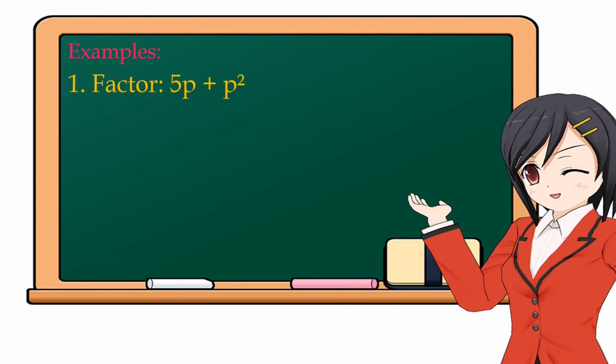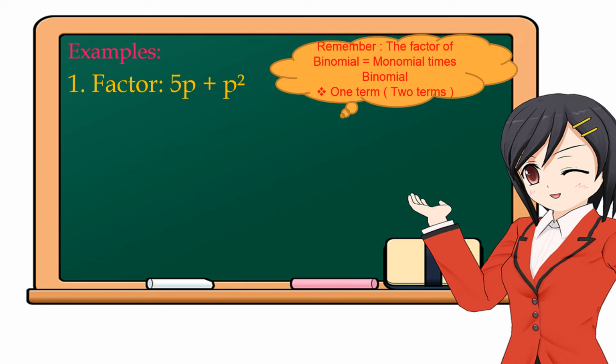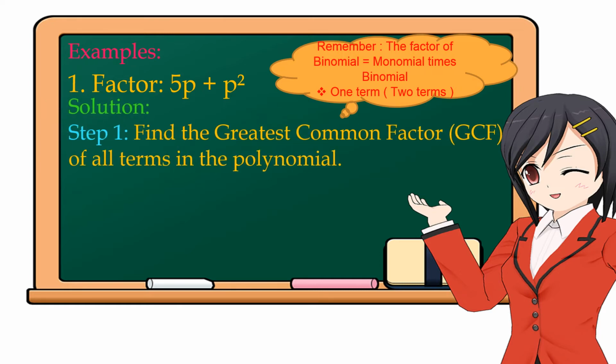Let's have number 1, factor 5p plus p squared. Remember, the factor of a binomial is equal to a monomial times a binomial. So our answer should be 1 term multiplied by 2 terms. Let's have the solution. Step 1, find the greatest common factor, GCF, of all terms in the polynomial. We have 2 terms.